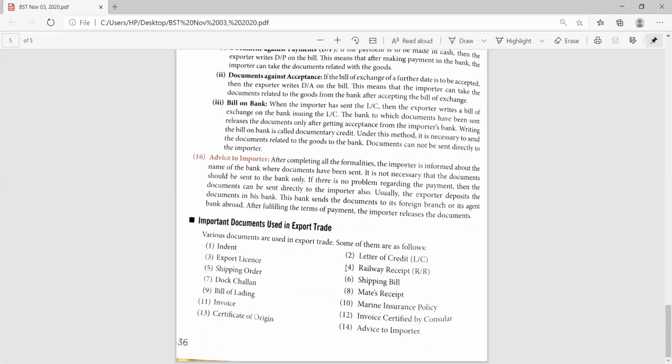Yesterday we did the import trade and whatever documents are to be used in the import trade. Today we have done the export trade and the documents used in export trade. If you have any doubt, let's have a query and discussion session. And if anybody has any query, please ask.